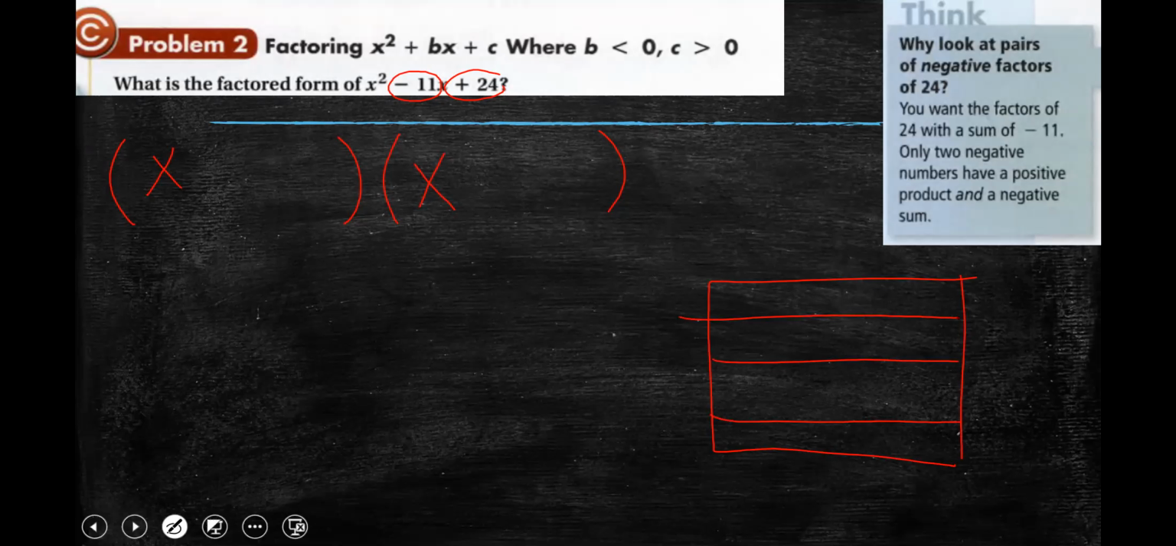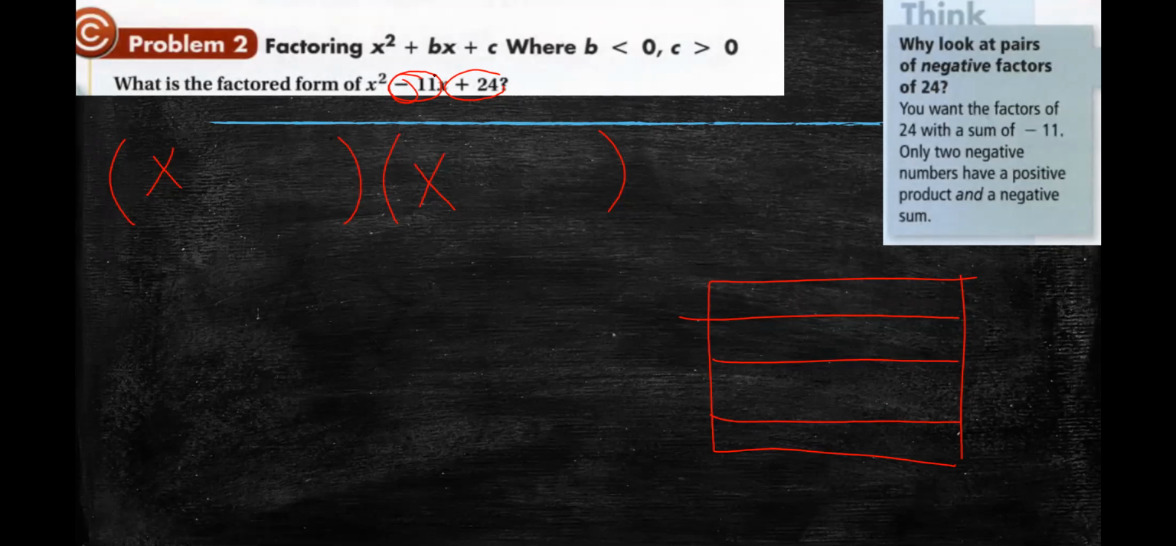But be careful now. The summation of them must be minus. I will repeat. Give me two numbers that, if you multiply them, you get 24, and if you add them, you get negative 11.